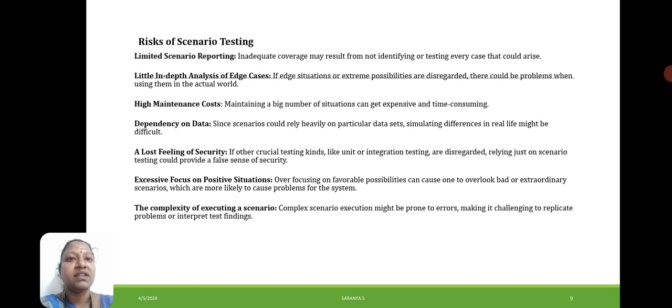What are the risks we are facing when we are doing testing using scenarios? First one is limited scenario reporting, little in-depth analysis of edge cases, high maintenance cost, dependencies on data, a false feeling of security, excessive focus on positive situations, and the complexity of executing a scenario. These are the risks we need to face when we are doing scenario testing.